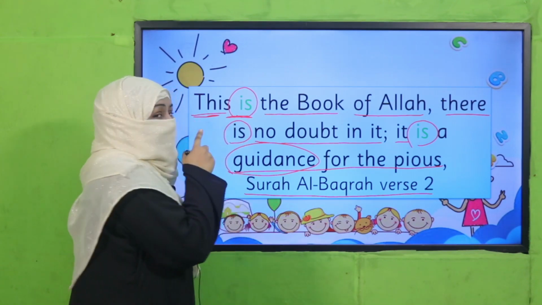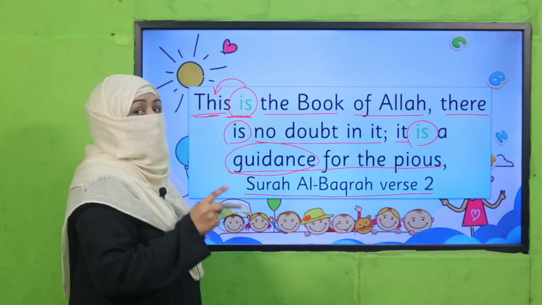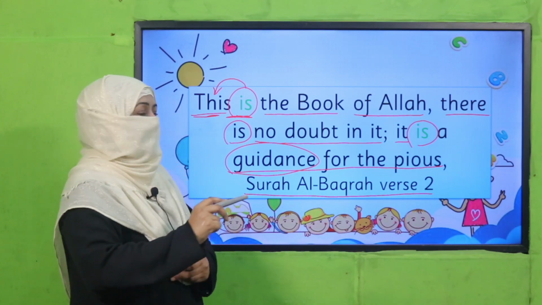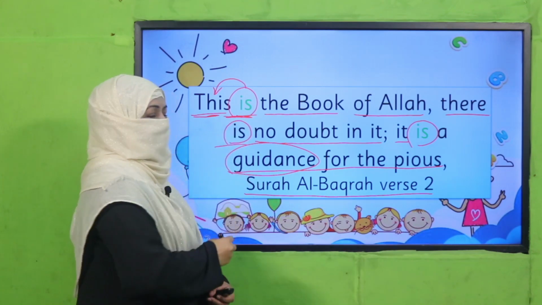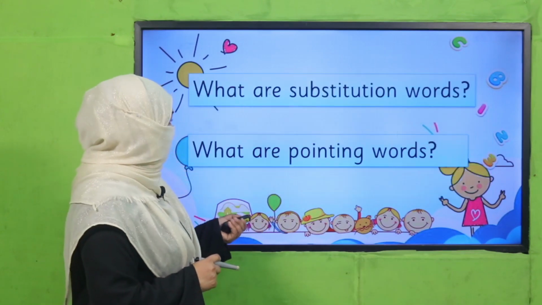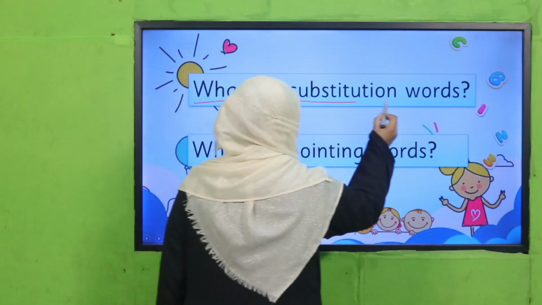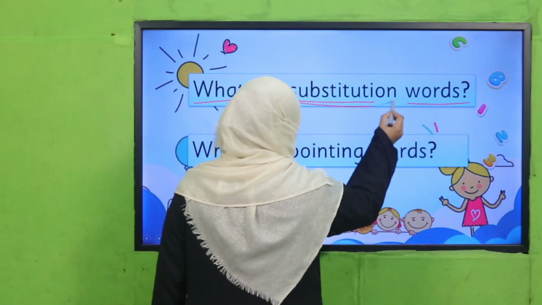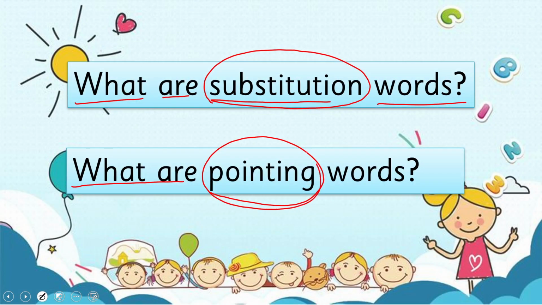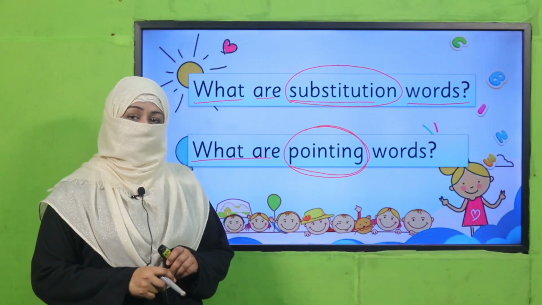Now, my dear students, look at this. Is. This is. So we have used is to point. This is to point the book. It means we use such type of words, is and are, to point or to mention something. So whatever you know about it, tell to your teacher. First, you tell me what are substitution words. We have studied about it, substitution words, and what are pointing words. Pause the video, answer these questions to your teacher, and then come back.